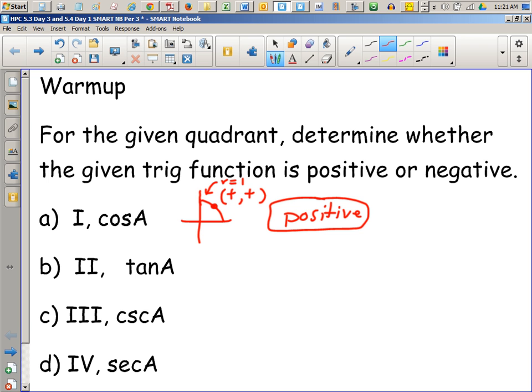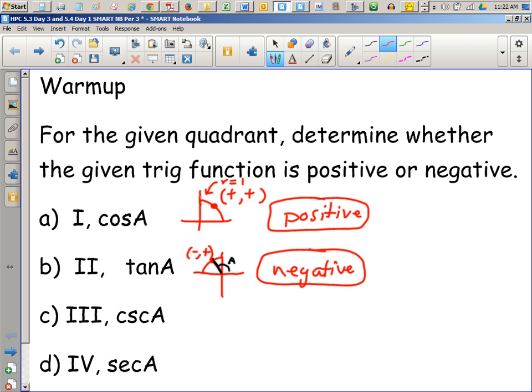Okay, let's go to quadrant 2 and draw a random point. The coordinates in quadrant 2 are negative, comma, positive. That's the way quadrant 2 works, right? So if that's the case, and your angle A is now here, if you were going to be finding tangent, you would be dividing y and x, and dividing a positive over a negative would give you what? A negative, right. So y over x gives you a negative ratio.